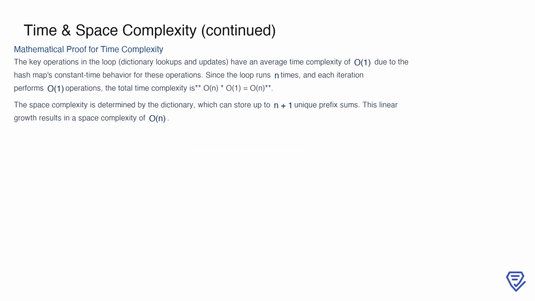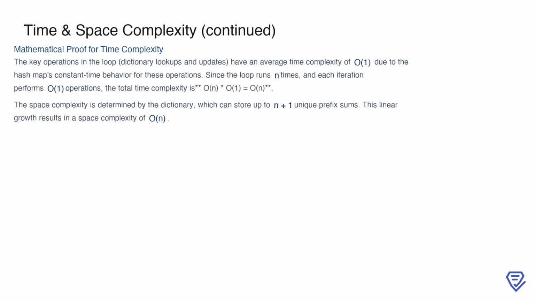To mathematically confirm the time complexity, we focus on the key operations within the loop, dictionary lookups and updates. These are highly efficient, averaging O(1) time due to the hash map's constant time behavior for these operations. Since the loop itself runs exactly n times, and each iteration involves constant time operations, the total time complexity is n multiplied by 1, which simplifies to O(n). As for space complexity, the dictionary is the main contributor. In the worst case, it stores up to n+1 unique prefix sums, leading to a linear growth in space requirements. This results in a space complexity of O(n).